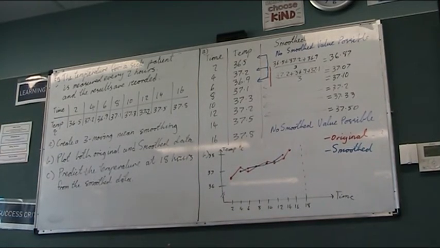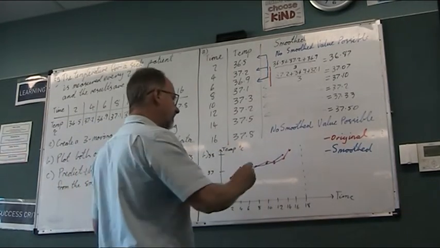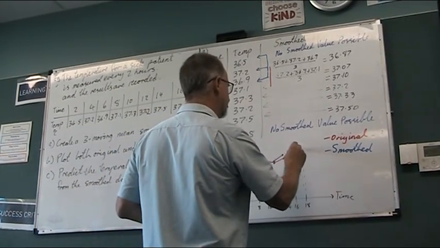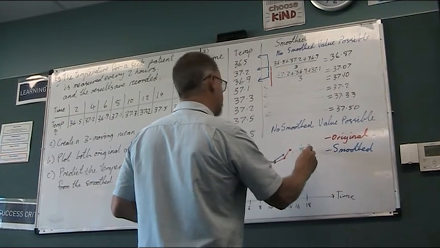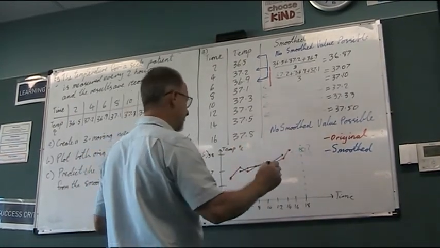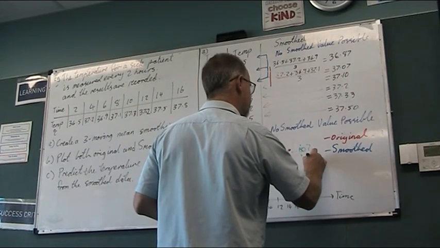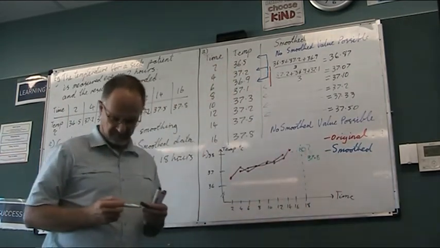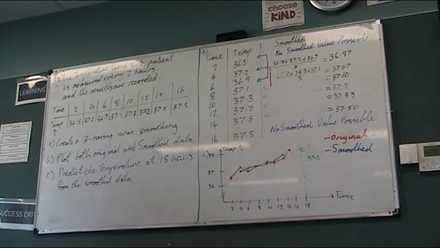So 18 hours, we're going to come across here to 18 hours to make our prediction. You can kind of go, oh yeah, this goes along here like this somehow or other, and about there is where it's going to be. If you come there, it's about 37.8-ish.